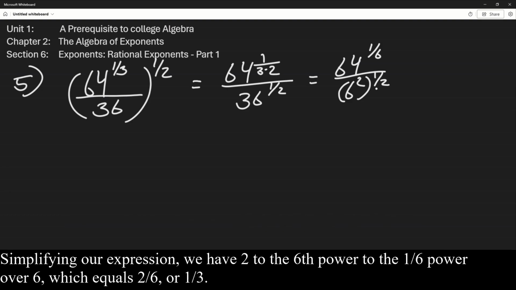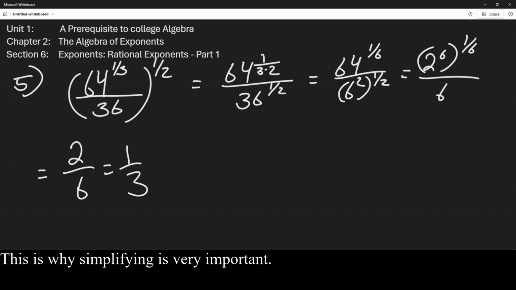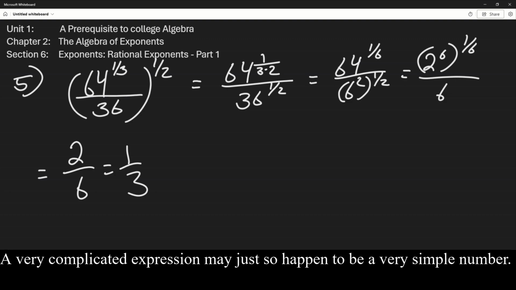Simplifying our exponent, we have 2 to the 6th power to the 1/6 divided by 6, which equals 2/6, or 1/3. This is why simplifying is very important. A very complicated expression may just so happen to be a very simple number.